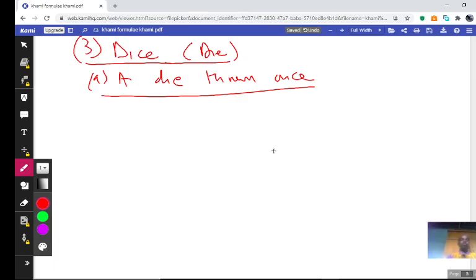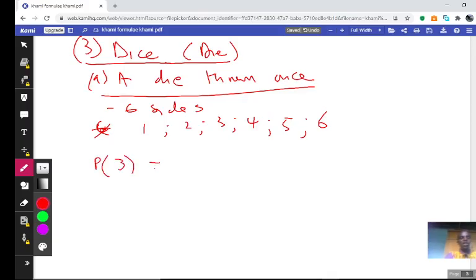So a die is a cube. How many sides? 6 sides. So these 6 sides are labeled 1, 2, 3, 4, 5, 6. So that's how these sides are labeled. So if a die is thrown once, what's the probability of getting a 3? How many 3s are here? It's only 1. So it will be 1 over 6.